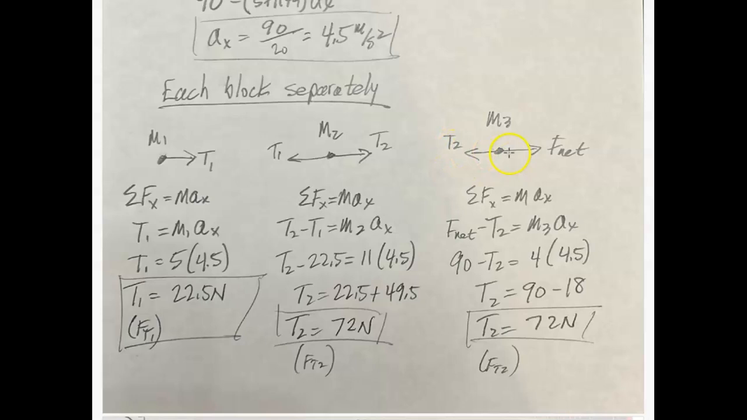Now the sum of the forces is F net to the right in the positive direction and T2 to the left in the negative direction. So there's the sum of forces on mass number 3. Of course I use the mass of number 3 in the equation, and all the blocks are accelerating at 4.5 meters per second squared. So I plug that in for a. I can solve for T2 now, and I get the same answer that I got using block 2. So you can use either one.